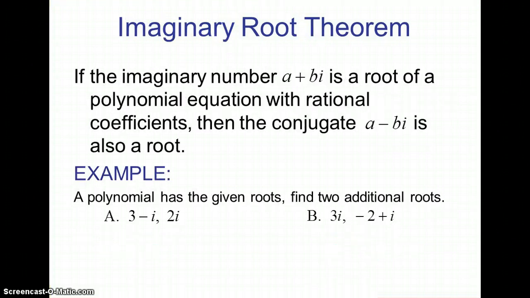All right, so the imaginary root theorem is the same way. It says if the imaginary number a plus bi is a root, then its conjugate a minus bi is also a root. So same thing as I did on the last one, right? 3 minus i is a root, which makes 3 plus i a root. Just like I had i and negative i. If 2i is a root, then negative 2i is a root. If 3i is a root, then negative 3i is a root. If negative 2 plus i is a root, then negative 2 minus i is a root. And it's that simple. Imaginary and irrational roots have to come in a pair, one positive and one negative.